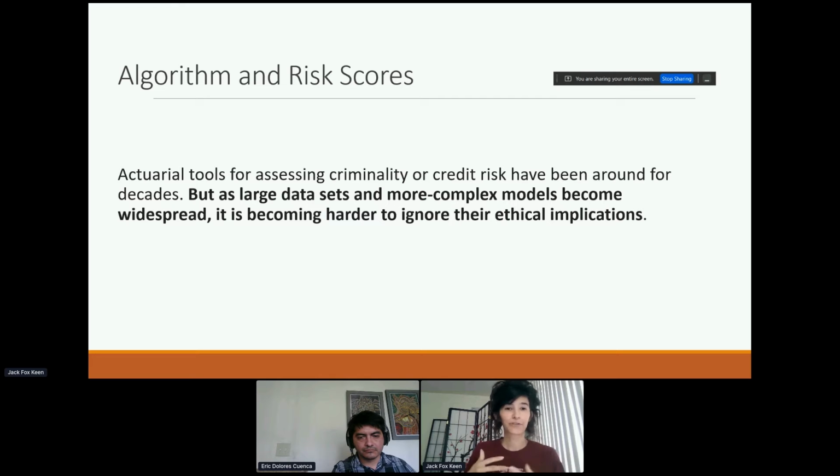And so actuarial tools for assessing criminality and credit risk have been around for decades, but as these data sets become more complex and the models become more widespread, it's becoming harder to ignore their ethical implications. And so right now in the United States, we have an issue where we have algorithms that police departments use to predict whether or not somebody is going to be a criminal. Actually in Tampa Bay, Florida, the police department works with the school to get access to children's records, and basically will show up at a high schooler's house and check on them.